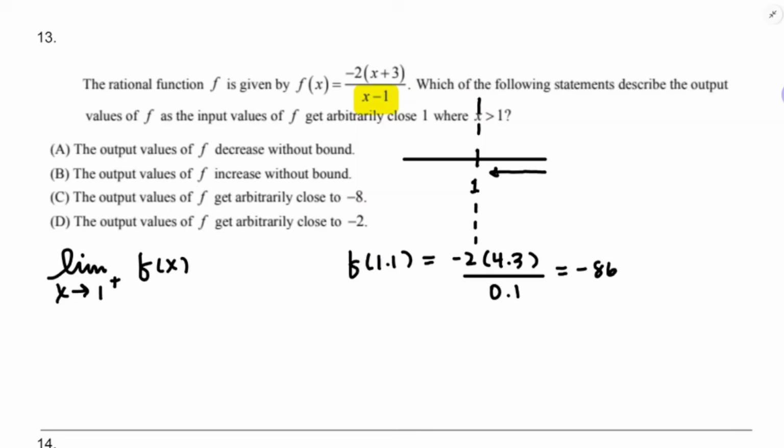Now if you wanted to, you could do 1.01 and see that it's even more negative, but we're getting a large negative number here. Maybe this is 1.1 right there, and that's very negative because this thing is drawn very out of scale. As we approach this vertical asymptote, we're not going to have a sign change between x equals 1.1 and x equals 1. We're approaching negative infinity. Output values decrease without bound. So I would say the limit as x approaches 1 from the positive side of f of x is negative infinity.